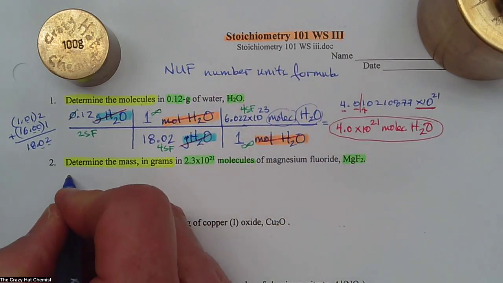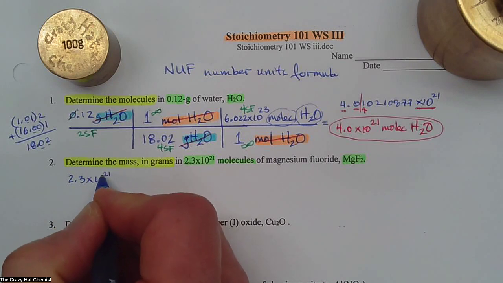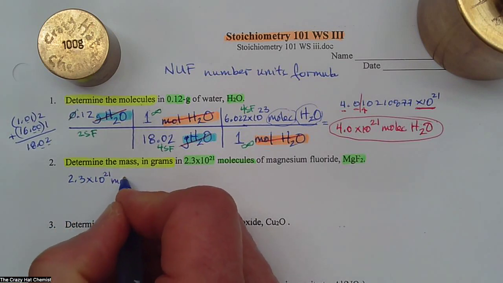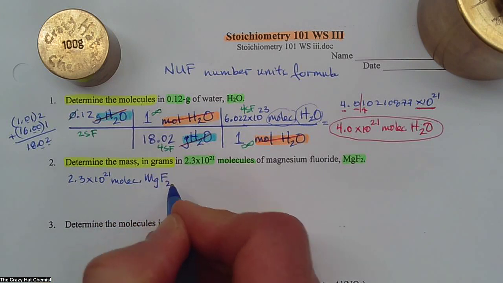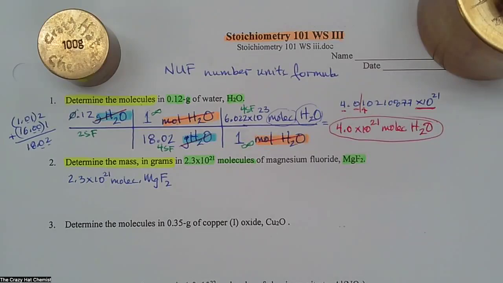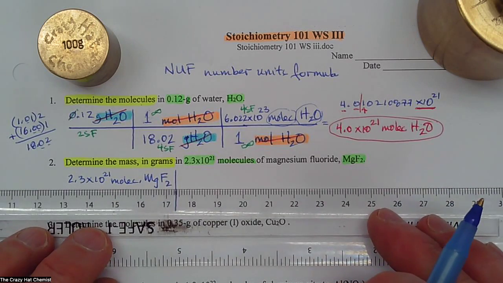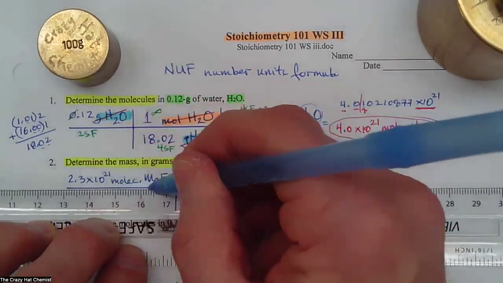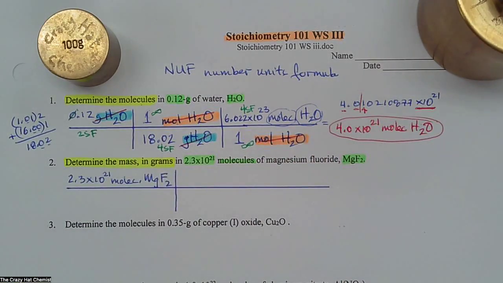So I have 2.3 times 10 to the 21 molecules of magnesium fluoride. And I'm going to do the same thing that I've been doing all along. That is a vertical stop between this and the next term. I'm going to pull out my beautiful ruler. Now, you don't have to use a ruler. I just like using a ruler so that it is clear for all of you out there.